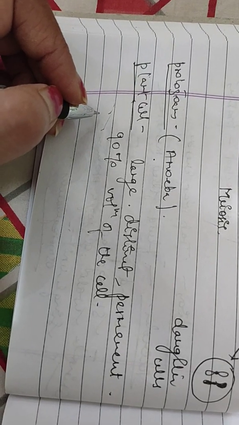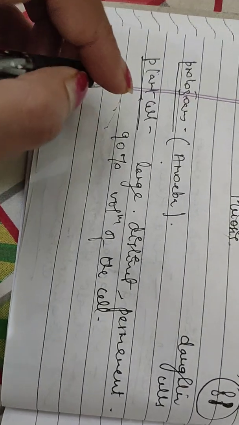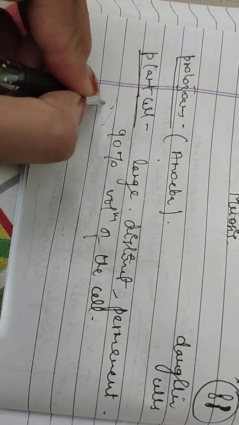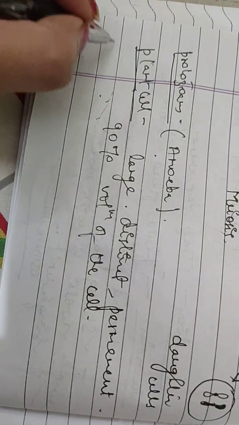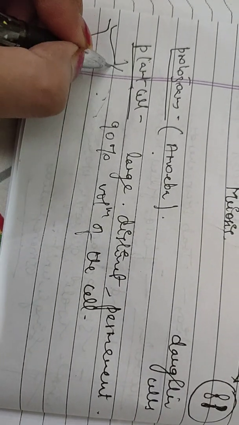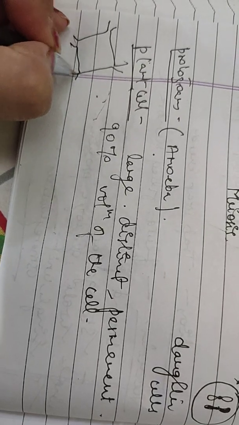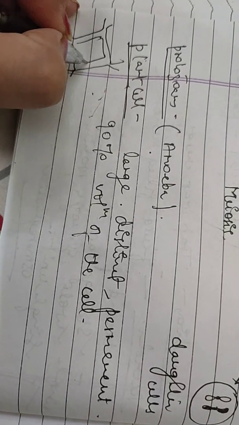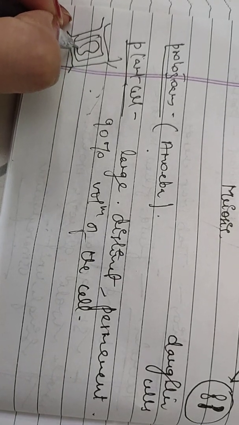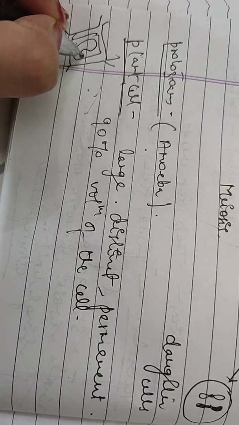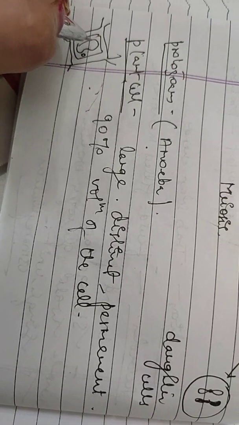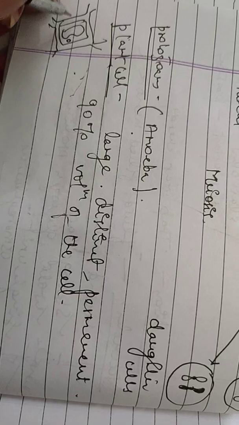And because of the central position of the vacuole, the nucleus and other cell organelles in the plant cell are pushed near the boundary wall. You can see in a very short structure of a plant cell here. Just suppose that this is a plant cell. You can see this is a vacuole and all the organelles are pushed to the boundary wall, and this occupies a very large space.